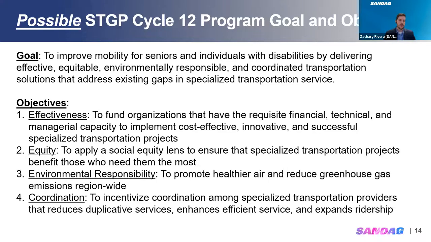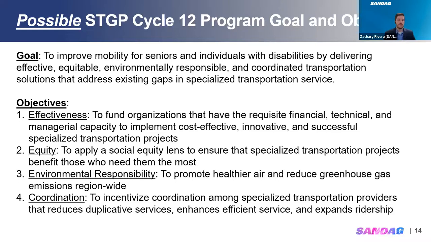So what I just covered were the existing goals and objectives and evaluation criteria. And during the cycle of STGP workshop, or specialized transportation workshop, staff provided possible STGP Cycle 12 goal, objectives, and evaluation criteria, emphasis on possible. So the draft goal presented was to improve mobility for seniors and individuals with disabilities by delivering effective, equitable, environmentally responsible, and coordinated transportation solutions that address existing gaps in specialized transportation service.